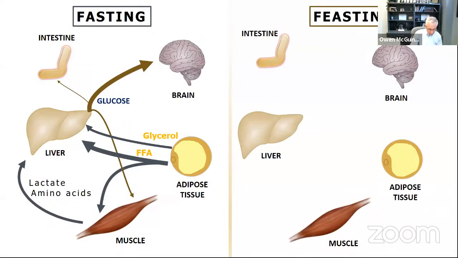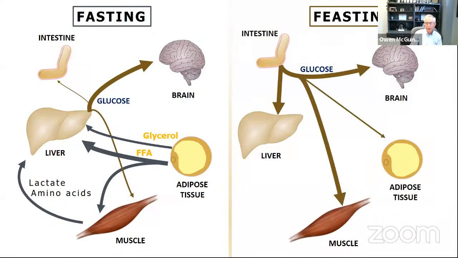In the fed state, our carbon is coming from the intestine. In the case of glucose, the liver switches to being a big consumer of glucose as opposed to a producer.